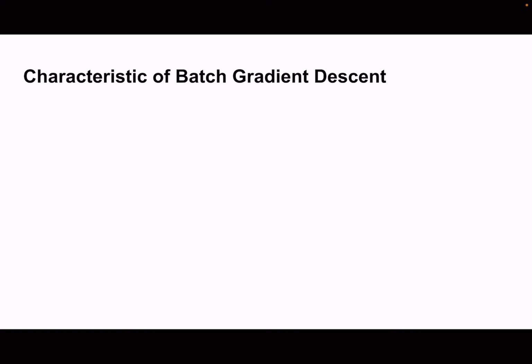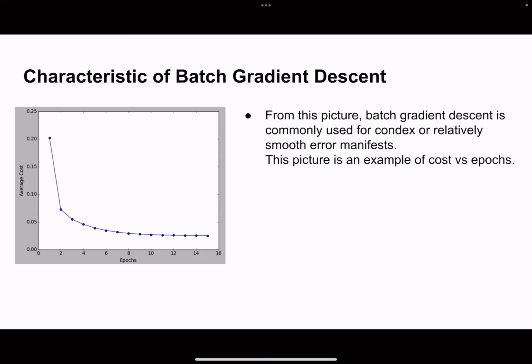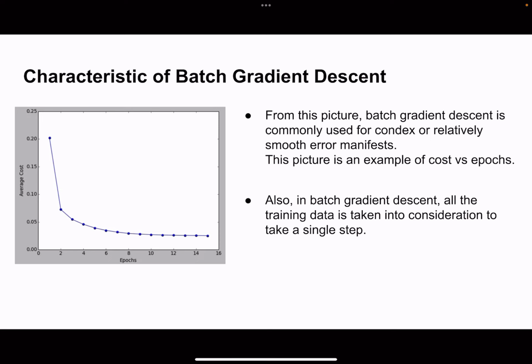Next, there are many characteristics of batch gradient descent. From the following picture, batch gradient descent is commonly used for convex or relatively smooth error manifolds. This picture is an example of cost versus epochs. Also, in batch gradient descent, all the training data is taken into consideration to take a single step.